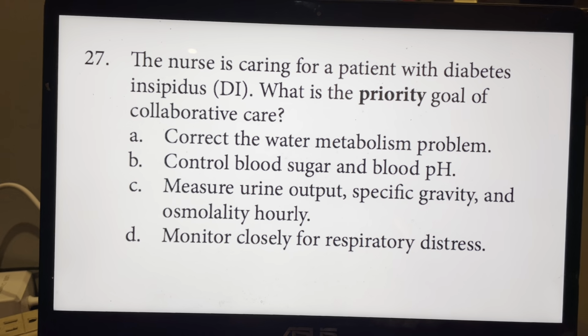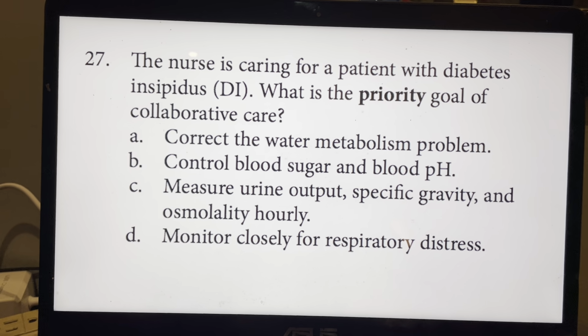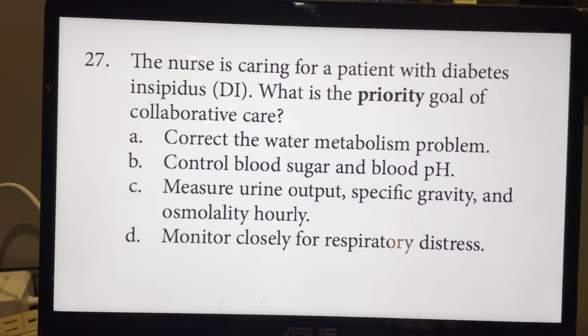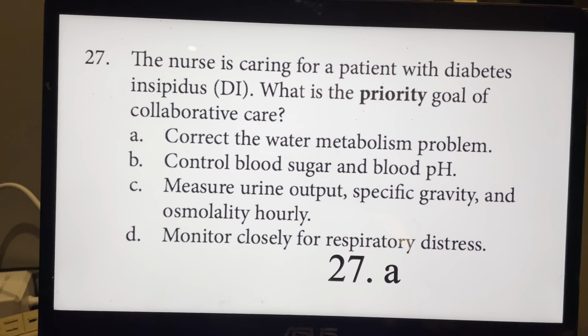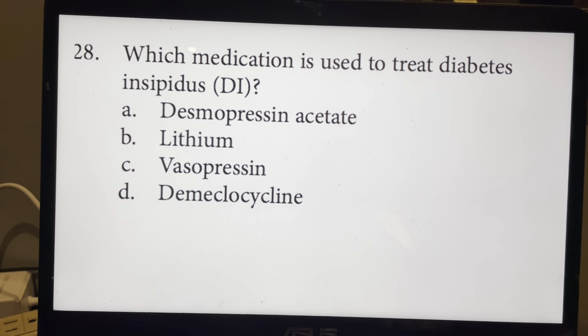The nurse is caring for these people with diabetes insipidus. What's the priority goal of the collaborative treatment? Correct the water metabolism problem, control their blood sugar and blood pH, measure urine output, specific gravity, and osmolality hourly, or monitor closely for respiratory distress. Diabetes insipidus. Correct the water metabolism problem. Because, when you pee it out, you're metabolizing it, so there you go.